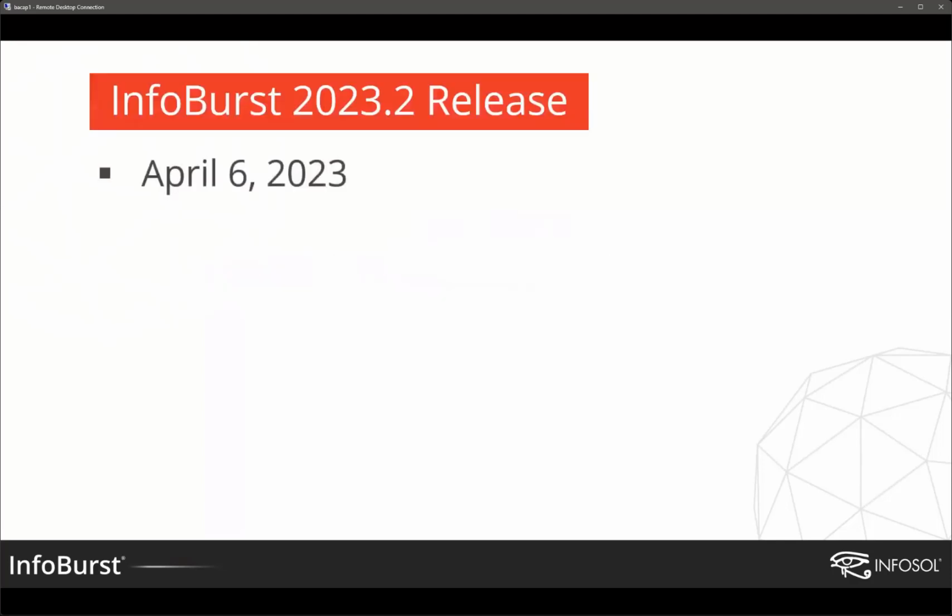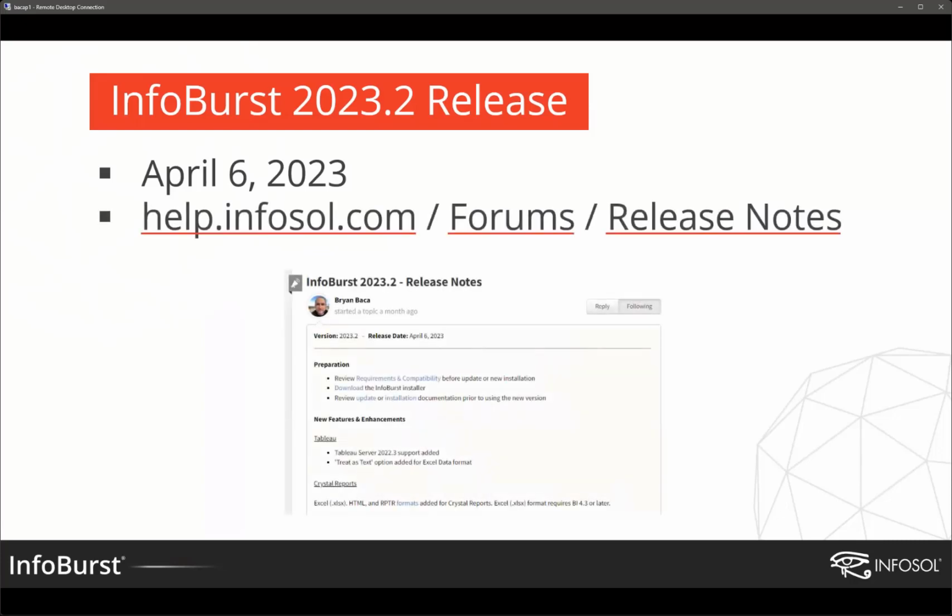Okay, so with that, let's talk about 2023.2, the new version. That was pushed out this morning. It is general release, so you can access that version now. All the information you need about this version is available up on the InfoSol help desk. Just as a reminder, that's help.infosol.com. You'll go into the forum section, and under the release notes forum, you'll find the release notes for this version and all past versions. And within the release notes, you're going to find all the information you need about downloading the new version and then preparing to either update or install using the new version.